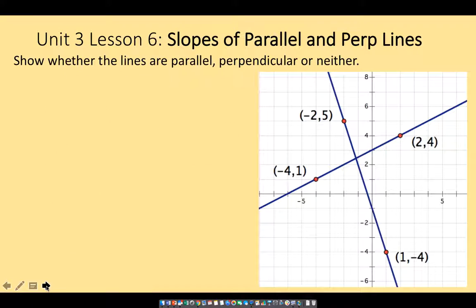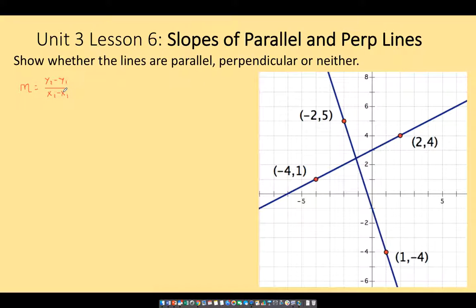All right, let's see, the last thing I believe. So two things. This is your last learning target. Show whether the lines are parallel, perpendicular, or neither. Well, I'm looking at it, and they're definitely not parallel. But are they perpendicular? Maybe. They kind of look like they could be. How could we tell? Well, you got to kind of go back to the good old days when you were able to find slope. Slope is going to be rise over run, or y2 minus y1 over x2 minus x1.